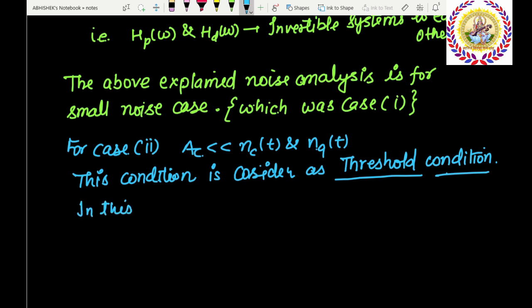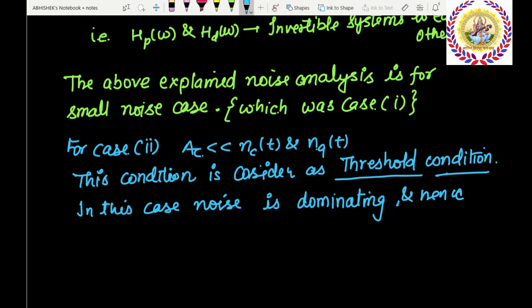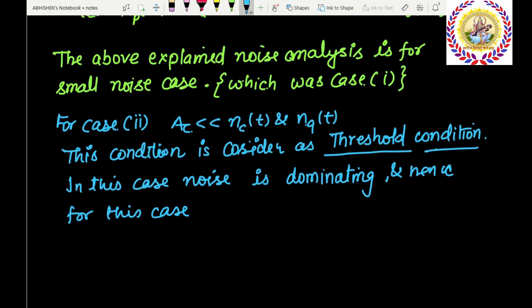Now, in this case, the noise is dominating, and hence for this case, the system performance is completely degraded.